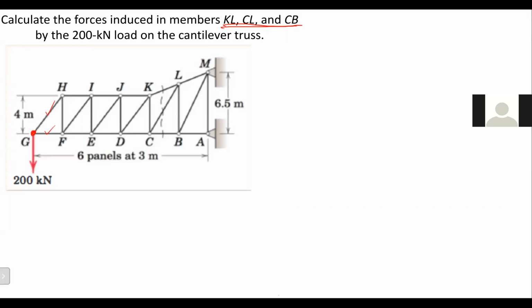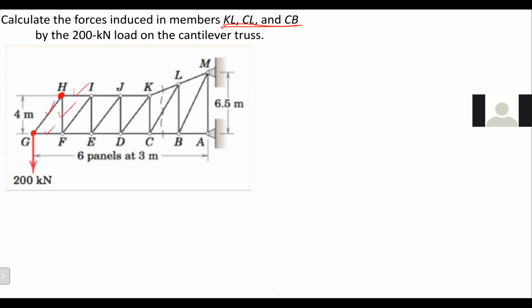My guess is it's not HF. But if we go to F, the unknowns there are still 3, right? So the only option is H. Going to H, because there we only have 2 unknowns, so we can solve for it. We can solve for HI, we can solve for FH, right?